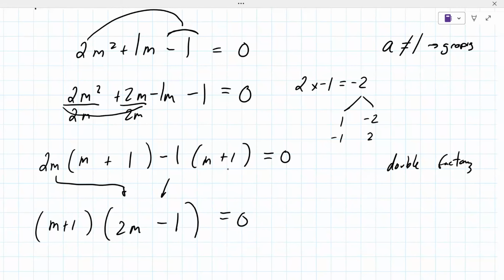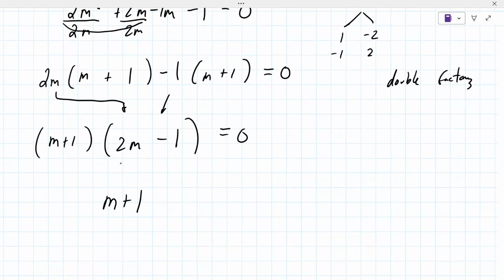both of these equal to 0. All right, so then you can set m plus 1 equal to 0, 2m minus 1 equal to 0. And then you have to solve each of these. Could you solve these for us, please?